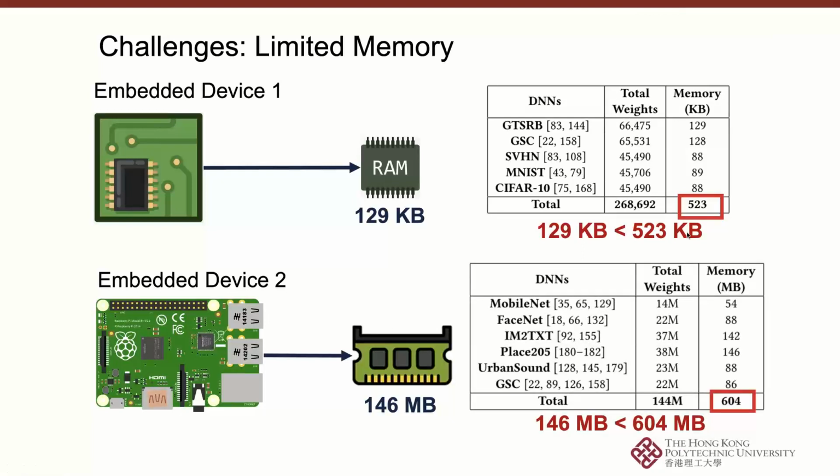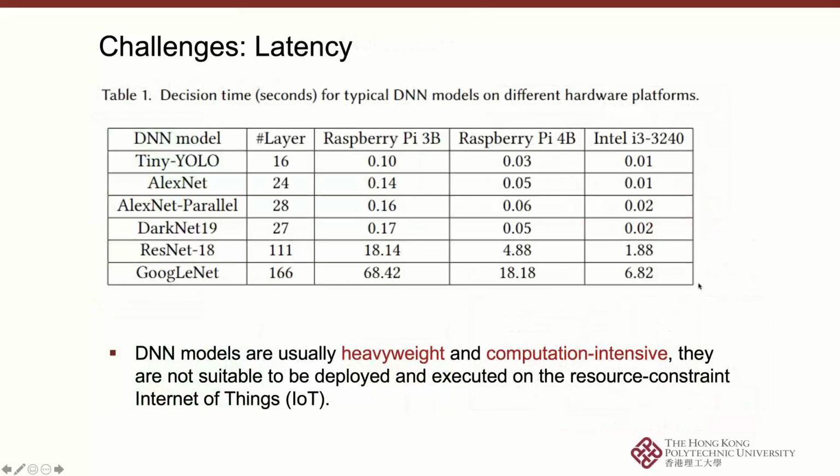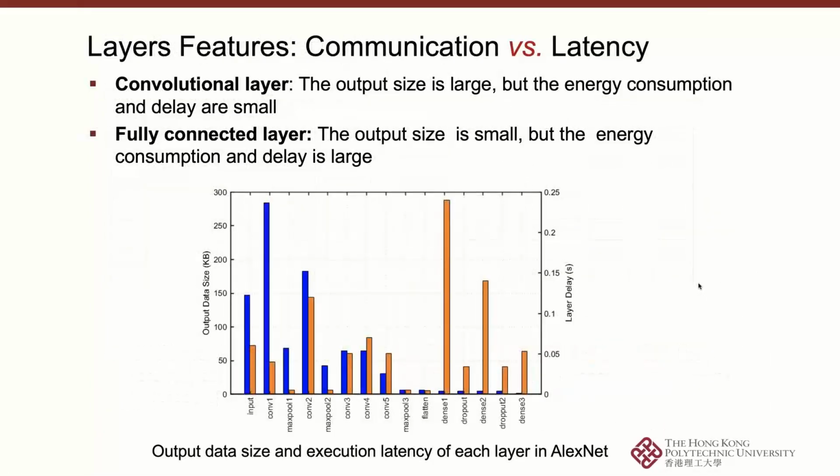And this is the real chips and the real model size. So, for example, this is a very representative AlexNet in the early layers with convolution layers. The computation is very efficient, right?